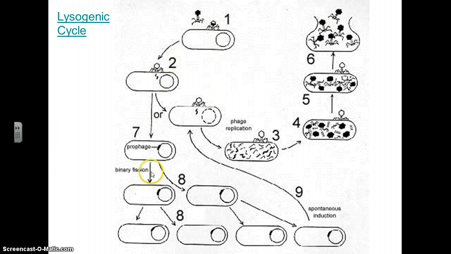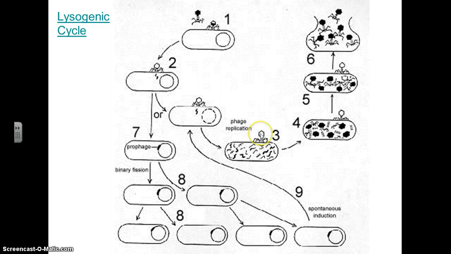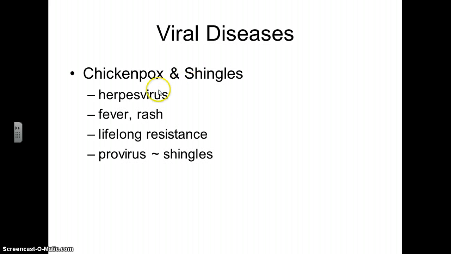So the lysogenic cycle eventually leads into the lytic cycle. Sometimes the lysogenic cycle doesn't even happen, but sometimes it does. It's sort of a dormant stage. The virus is just remaining dormant inside these bacterial cells.